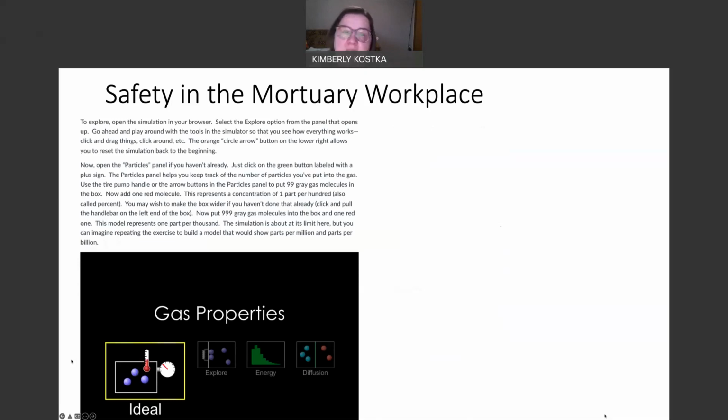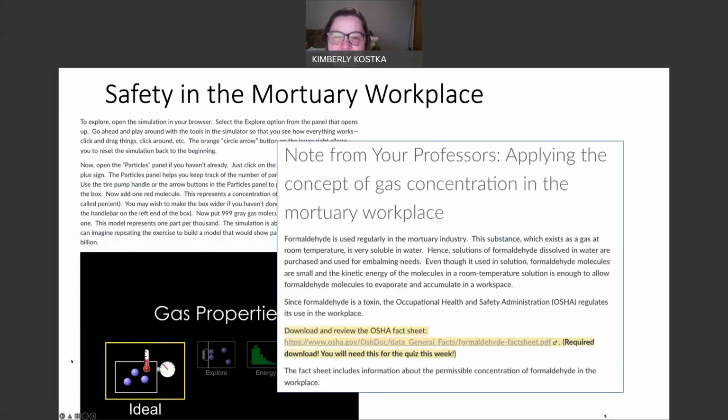So we have a simulation that you can use to get yourself familiar with concentration units for gases. We're going to start out in the simulation at 100 parts per 100, and then we'll go to parts per 1,000, and that sets you up to understand the common workplace units of parts per million and parts per billion. All right, so go ahead and play around in that simulation just to get familiar with how that works. The simulator doesn't go up to 1,000,000, it goes up to 1,000, so you'll be cut off at that point.